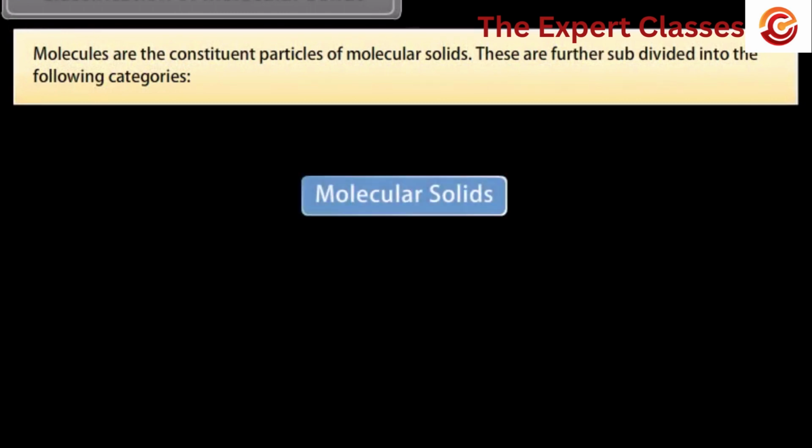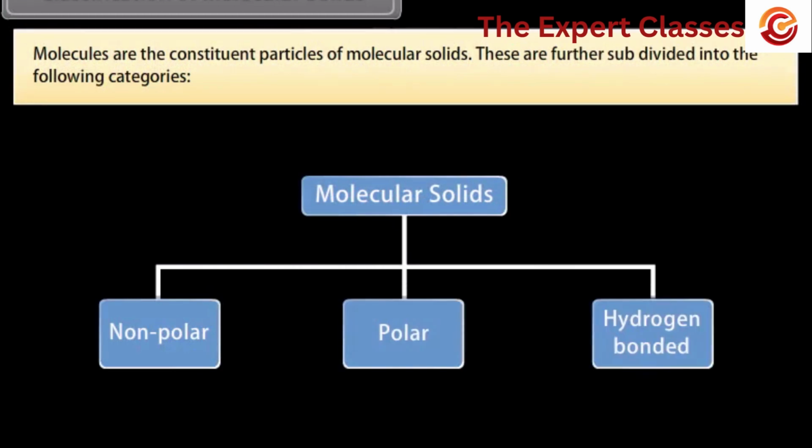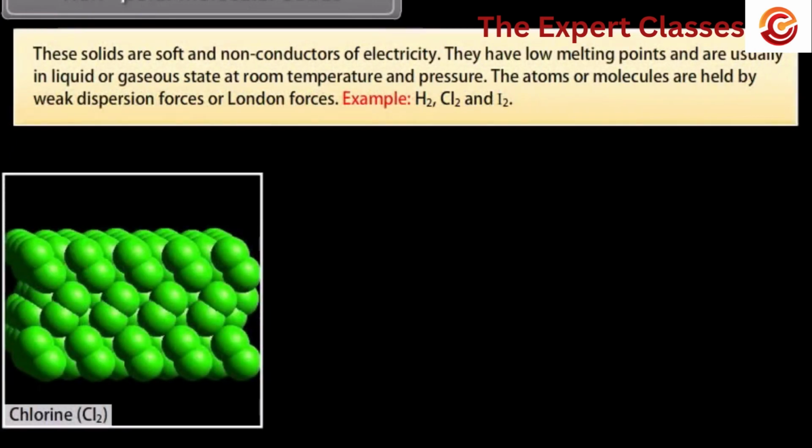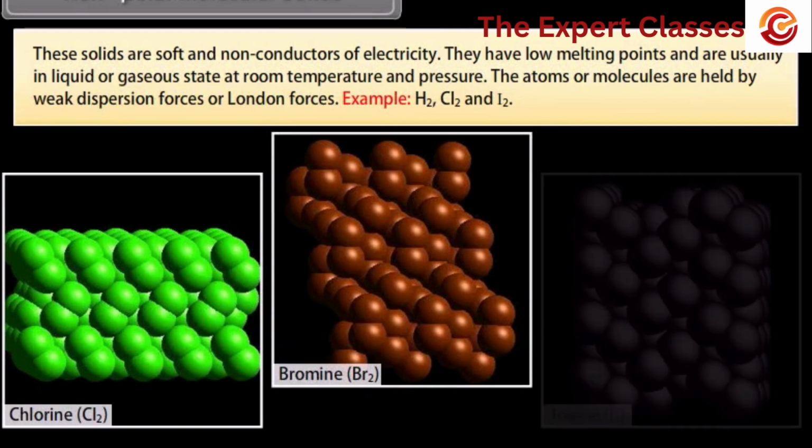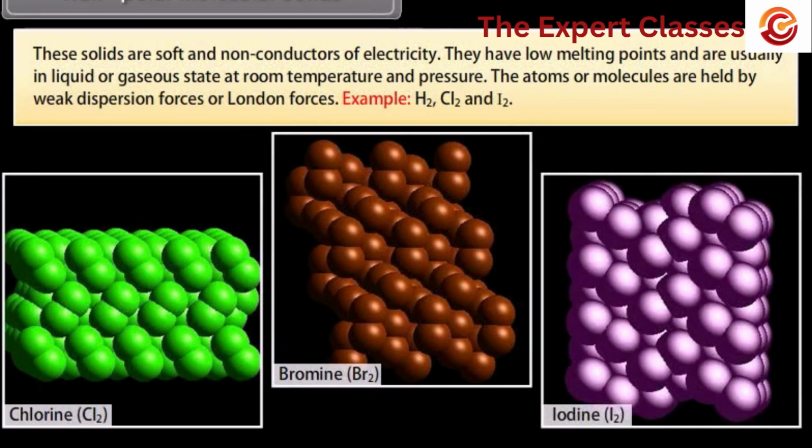Classification of molecular solids. Molecules are the constituent particles of molecular solids. These are further subdivided into the following categories. Nonpolar molecular solids. These solids are soft and non-conductors of electricity. They have low melting points and are usually in liquid or gaseous state at room temperature and pressure. The atoms or molecules are held by weak dispersion forces or London forces. Examples: H2, Cl2, and I2.